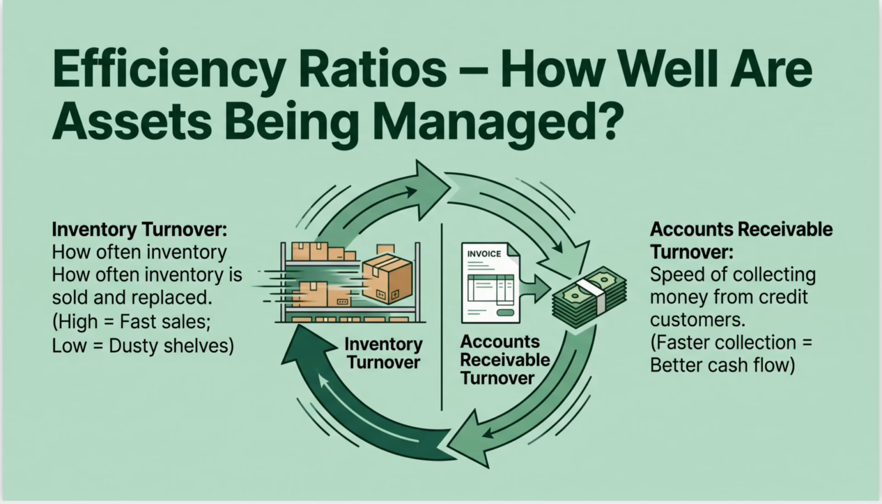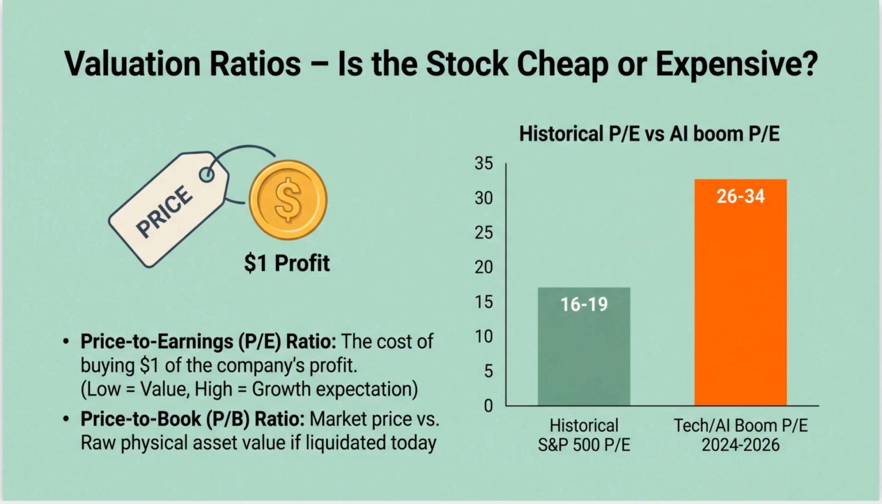Inventory turnover tells us how quickly products move through the business, while accounts receivable turnover shows how fast cash is collected from customers. The circular graphic reinforces the idea that efficient operations create a smoother cash flow cycle and reduce waste. Now we turn to valuation ratios, which help answer whether a stock is cheap or expensive.